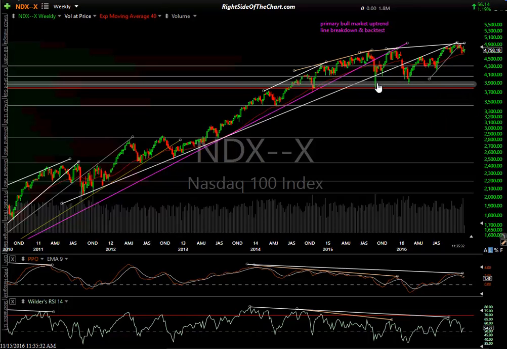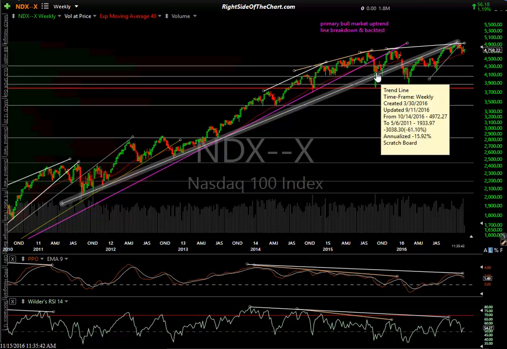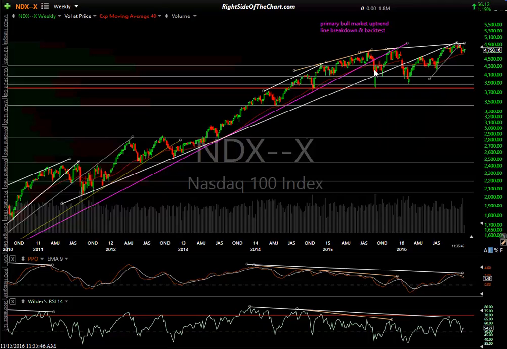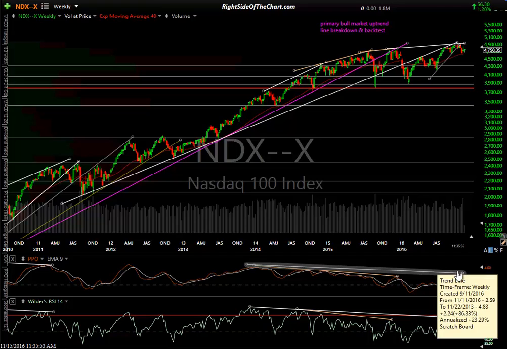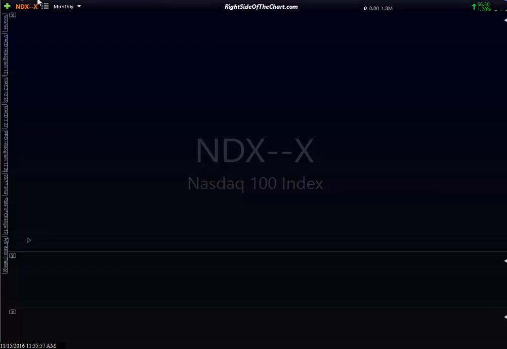This was an intra-week little flash crash that we had in 2015, but we snapped back and closed above it, so that's not significant, because the fact that it did close back above there. On a weekly chart, all that matters is the weekly candlestick closes. And there it is: back test, back test, back test. Very powerful divergence.